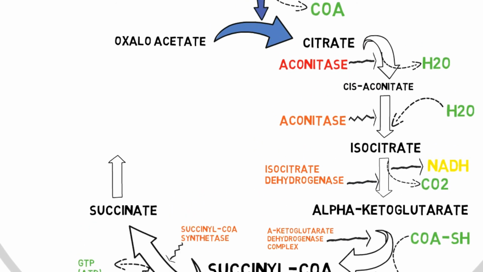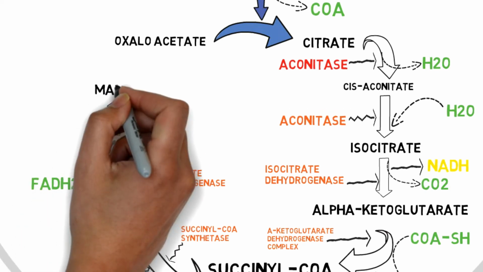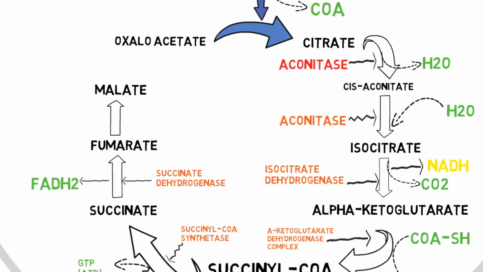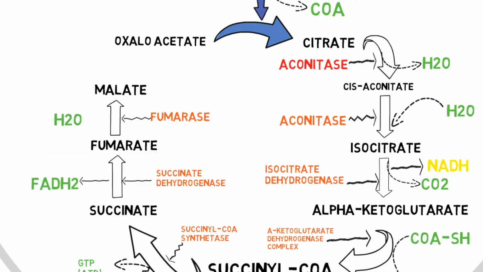Now succinate is converted into fumarate. This is catalyzed by succinate dehydrogenase, and FADH2 is released. Now this fumarate is converted into malate, and this reaction is catalyzed by the fumarase enzyme. During this reaction, only a single water molecule is added.